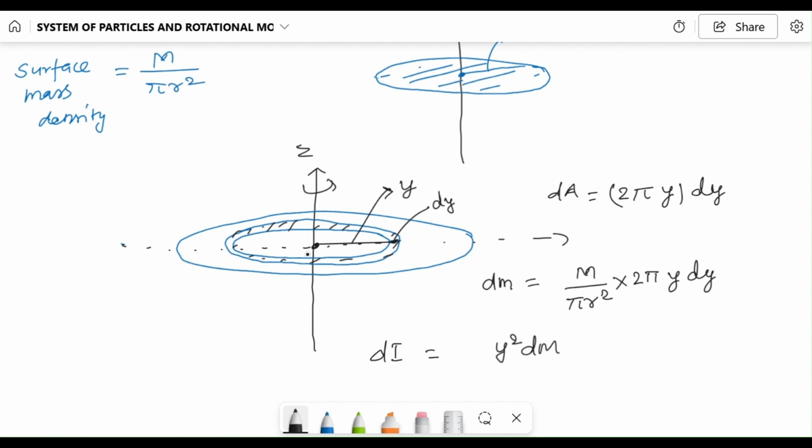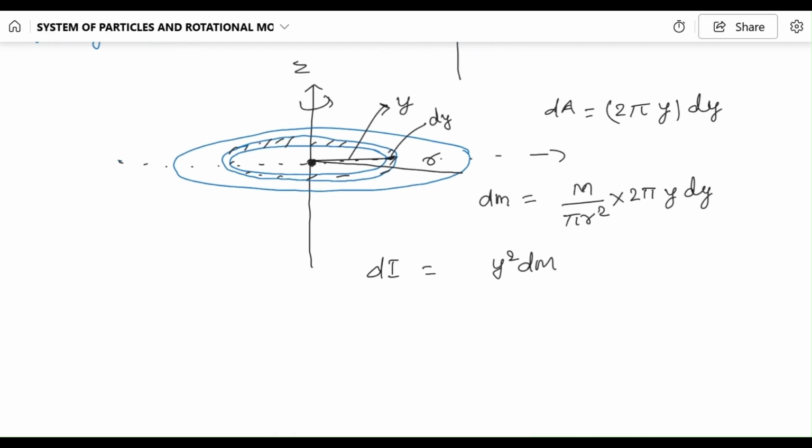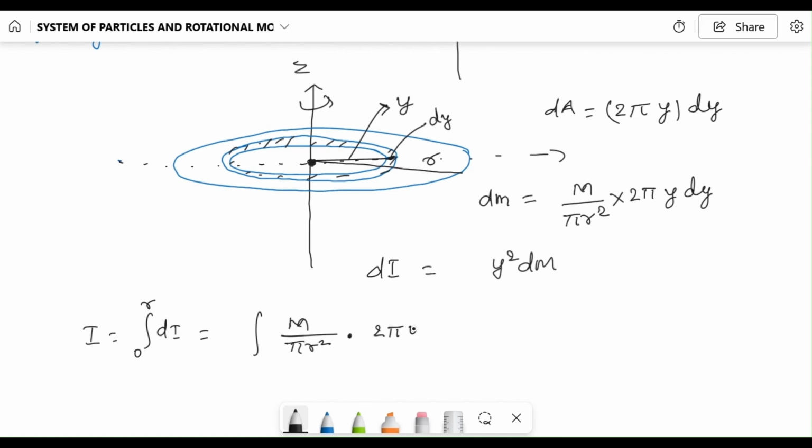And now if you want to know the total moment of inertia of this entire disk, we have to integrate this from y equals 0 to y equals R, which is the radius of this disk. So let us do this. We can write I equals the integration of this dI from 0 to R, and then the integration of m by pi r square into 2 pi y dy, and of course here y square, this is dm only, so y square.